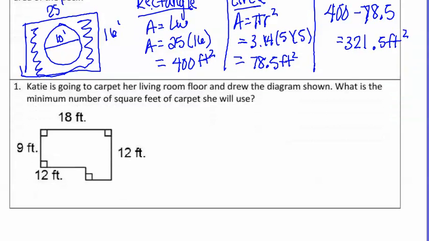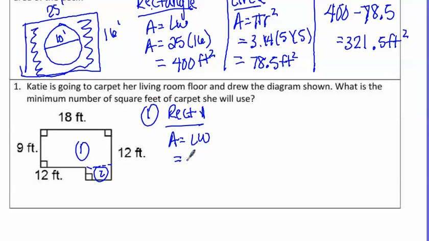Looking at the last example, why don't you pause the video and try this one on your own. You will need to divide this into two sections, the larger rectangle and the smaller rectangle. In order to find out the minimum square feet of carpet she will use, you want to find the area of rectangle 1 and rectangle 2. Rectangle 1, the length times the width, is 18 times 9 to give you 162 feet squared.